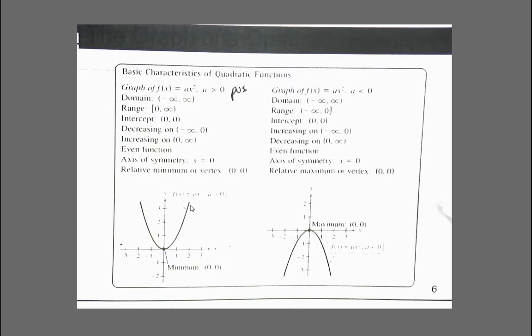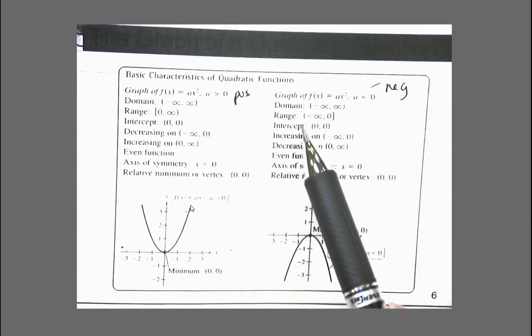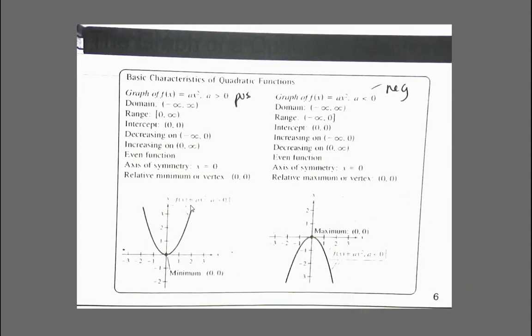Now you go over to the next one. If you know that you have a quadratic and a is less than 0, in other words, a is negative, again, the domain's not going to change. It's still negative infinity to infinity. I can throw any number in there and square it. But now the range is going to be from negative infinity to 0. Why is it going to be from negative infinity to 0?